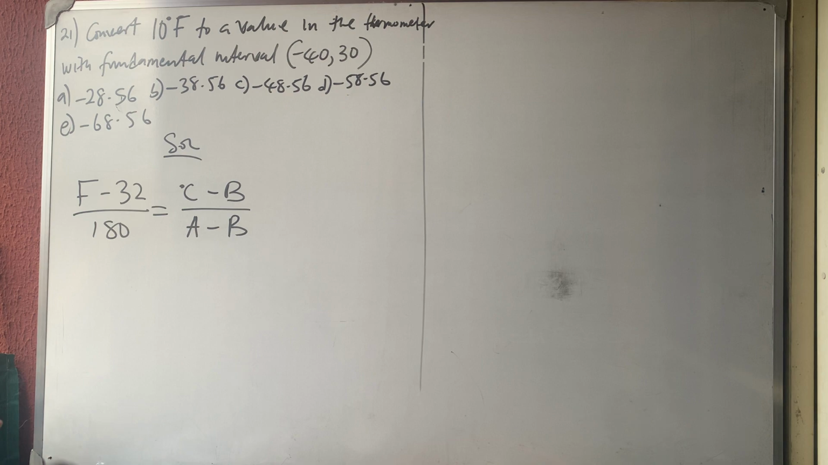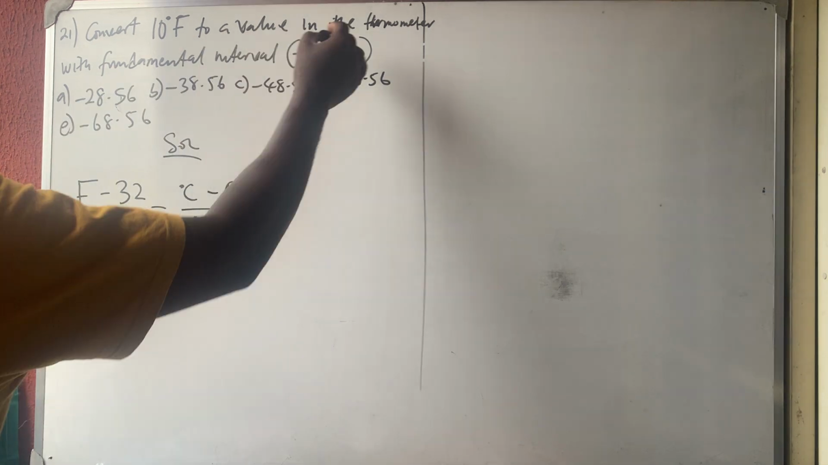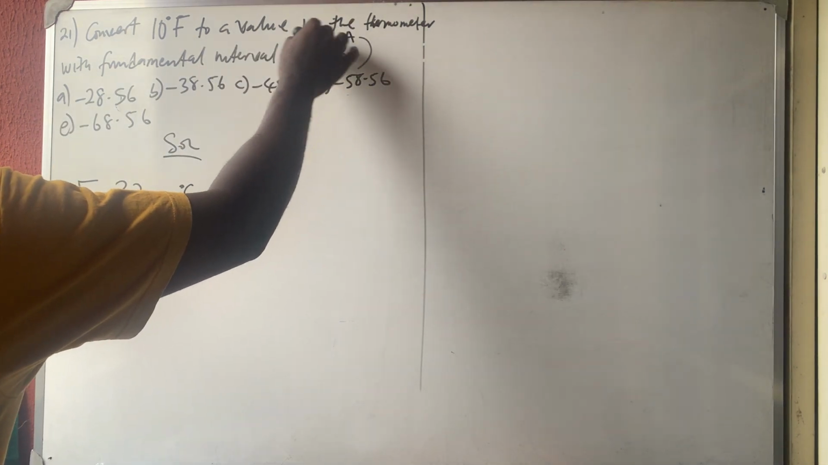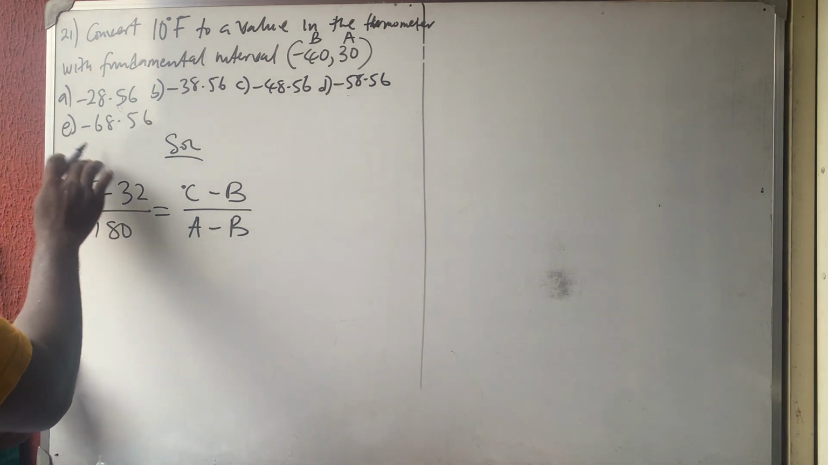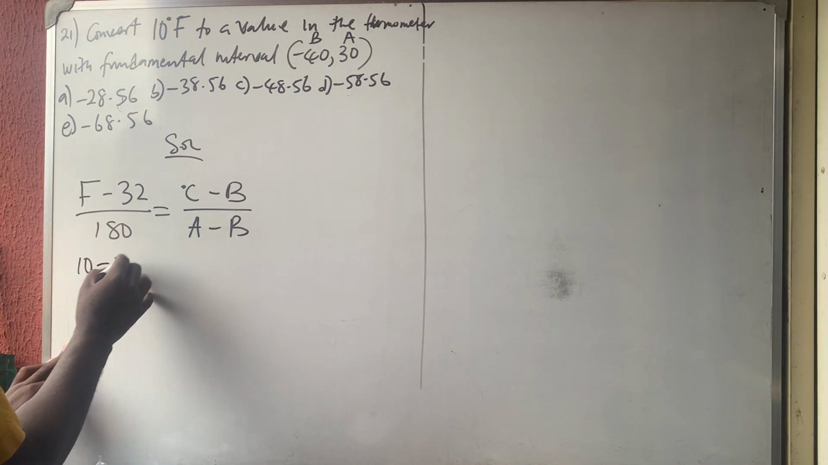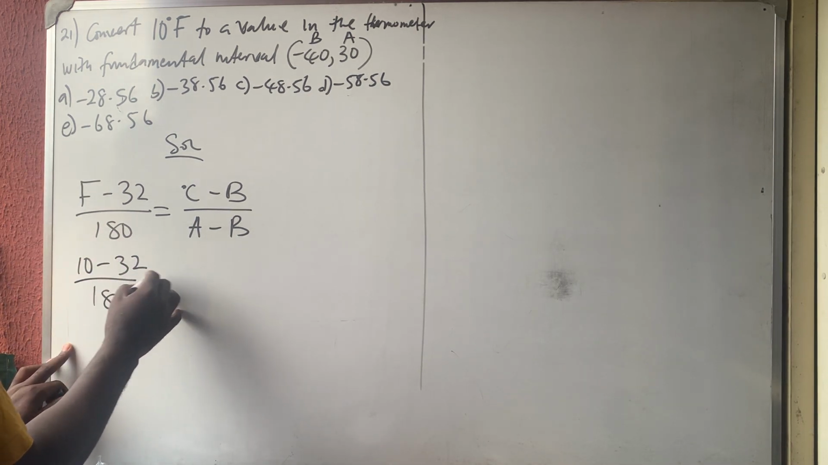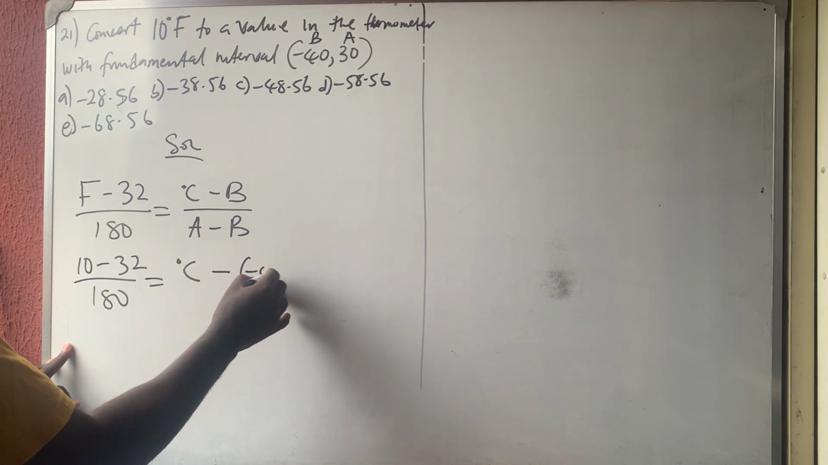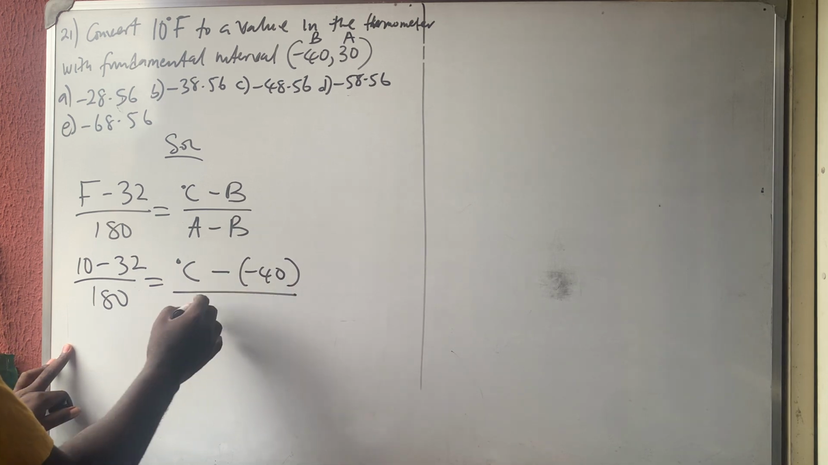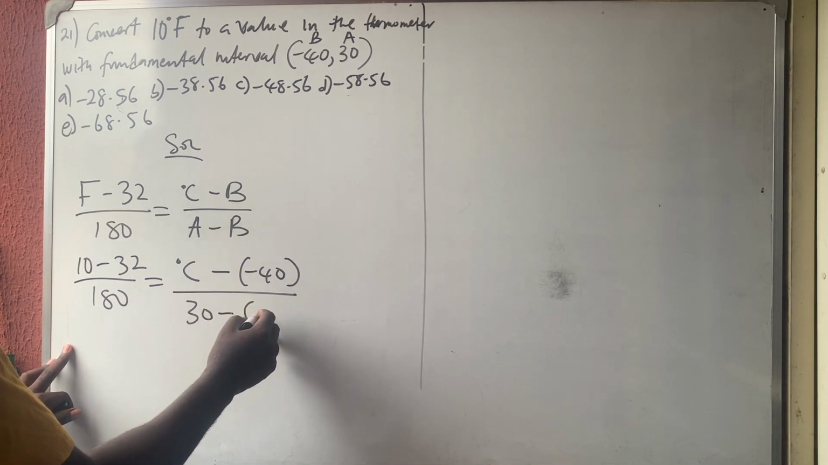Okay. So now, don't forget that the interval A is the big one and B is the small one, please. This is A and this is B. Okay. So B is always the small one, A is the big one. So if I have this, I'm having 10 minus 32 all over 180 is equal to the degree Celsius I'm looking for minus minus 40 all over 30 minus minus 40.